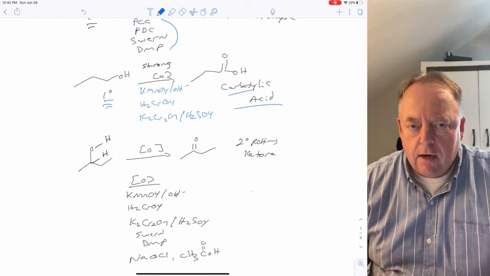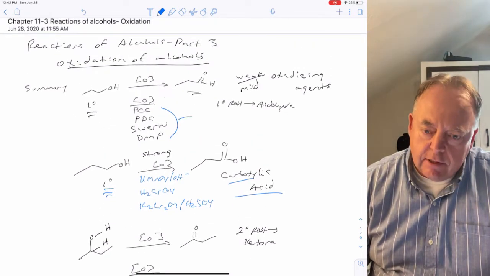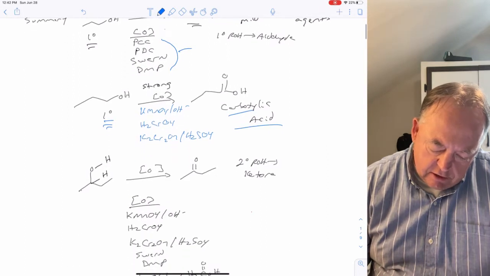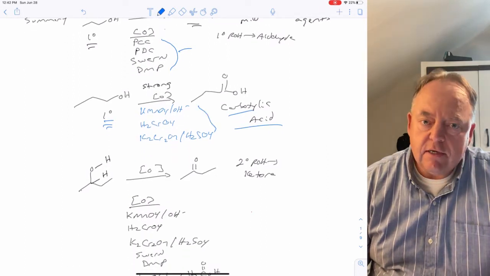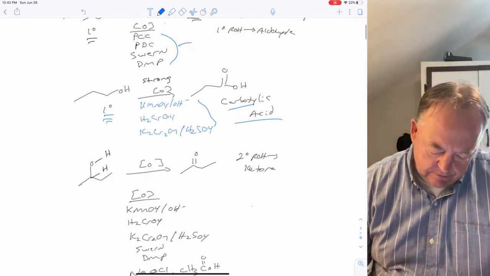So that depends on what oxidizing agents you use. If you use one of these oxidizing agents, it'll stop at the aldehyde. If you use one of these oxidizing agents, which are much stronger oxidizing agents, they will oxidize the primary alcohol all the way to the carboxylic acid.